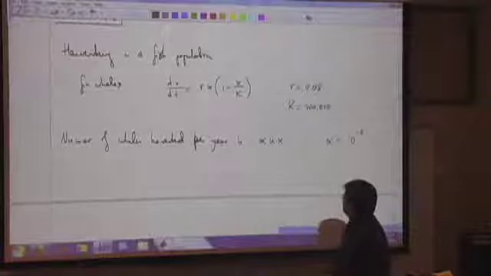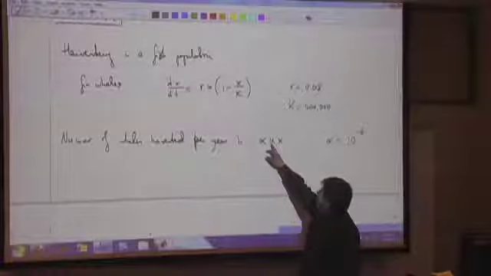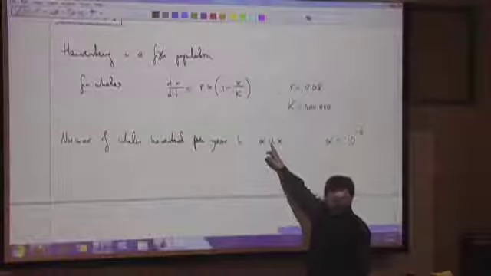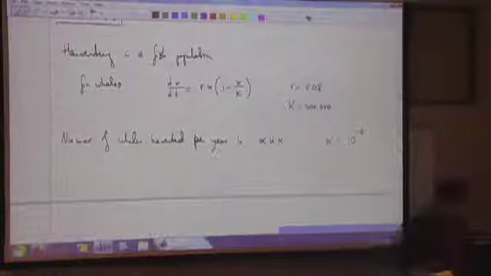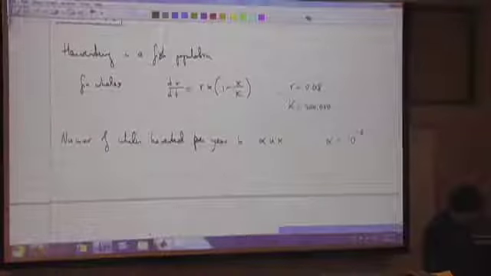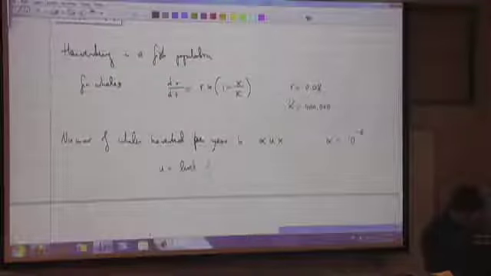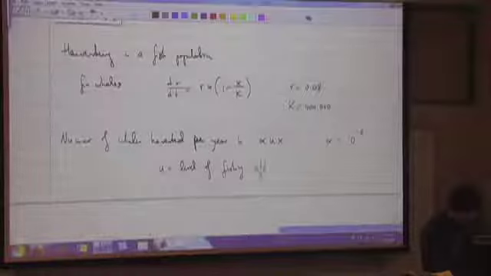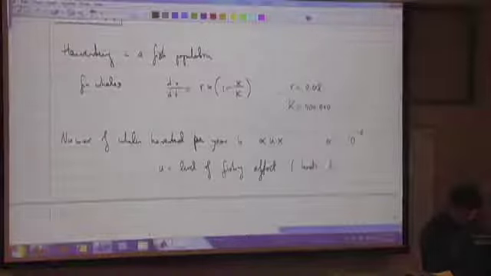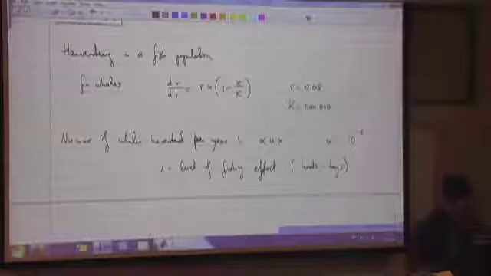And then I have some parameter here, which U stands for level of fishing effort in boats times days.